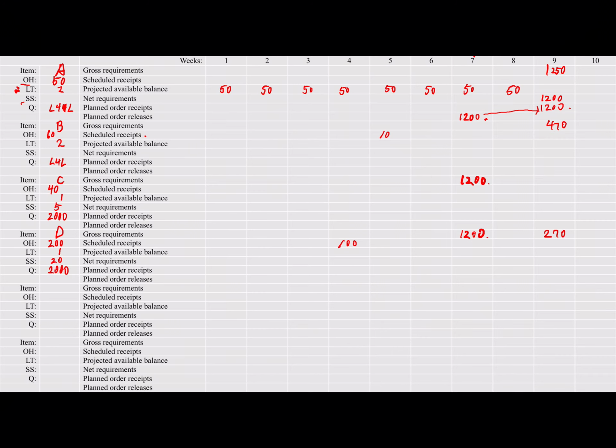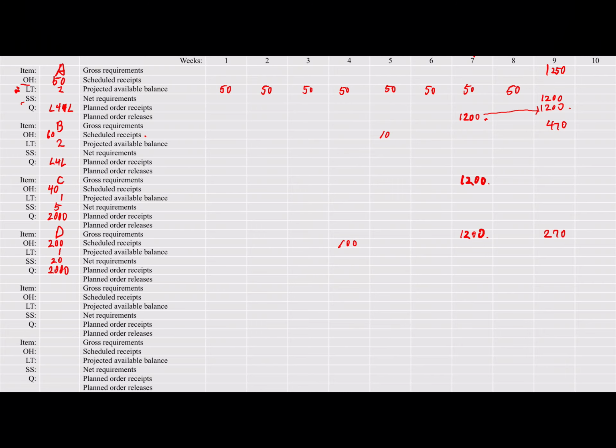So that's why remember every time we place an order, you go back to the product tree and then check what requirements are generated, and then write it down on this table, right? Before what? Before you figure out the projected available balance of A. Right now, I place the orders. I generate the new requirements.